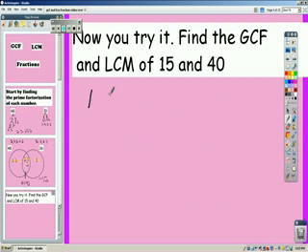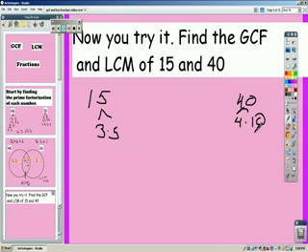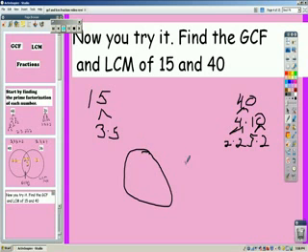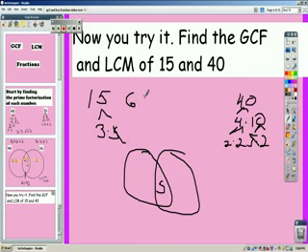Okay? Let's try one more. So we have 15 and 40. Start with the prime factorization of the number. 3 times 5. 4 times 10. Keep factoring this one until you have nothing but prime numbers left. Okay? After you have the prime factorization, what do you make? Yes, a Venn diagram. Okay, what do they have in common? A 5. The 5 goes in the center. So what is their GCF? Yes, 5 is their GCF.